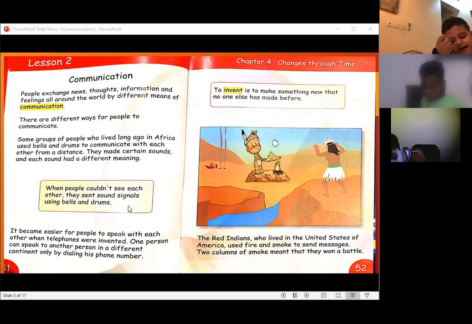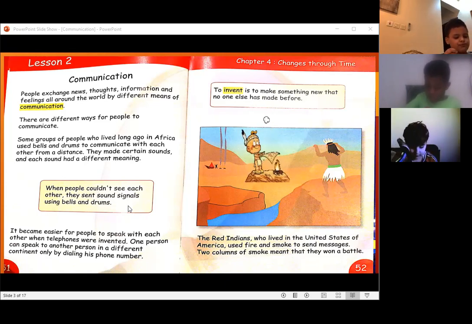So, in this generation, when we are not able to see each other, things have become easier. We have a telephone, and we can contact our friends and family just by dialing a number, from a far away land. Yes, and we can chit chat with them. But what happened before, when they were not able to see each other? They used bell and drums. Bells and drums make a loud sound, like horns and alarms, to alert or warn the people.